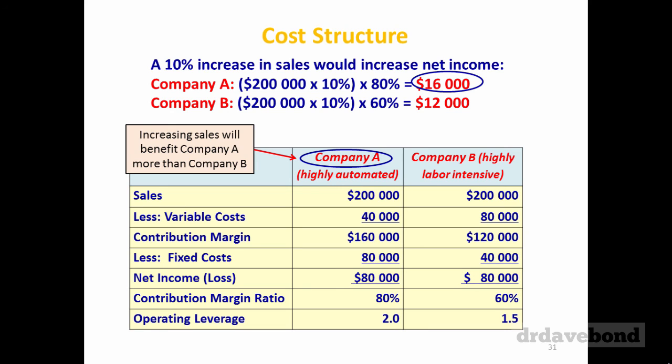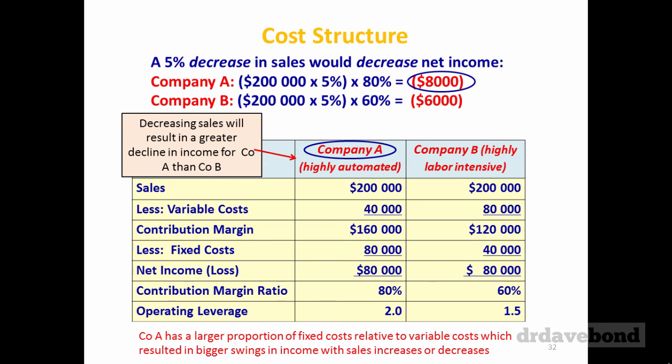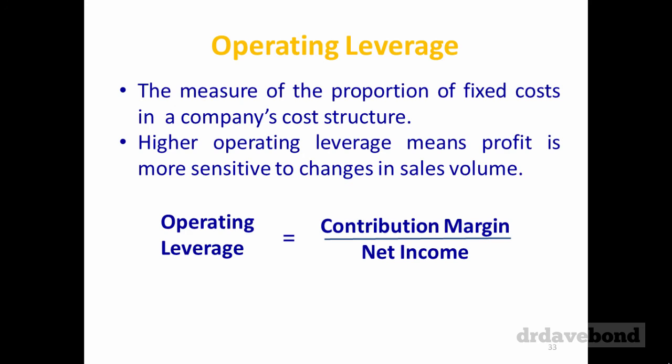So if we see a 10% increase in sales, we see profit go up by $16,000 for A, but it only goes up by $12,000 for B. The reverse happens if you go down: it goes down faster for A than for B. So A has a decrease of $8,000 versus a decrease of $6,000 for B. What does all this mean? Well, this is coming back to what they call operating leverage, and I'm going to leave this with you to have a look at.